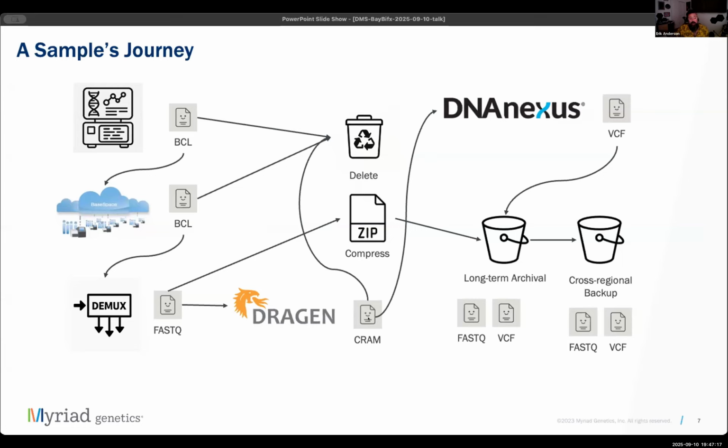We want to retain one of these CRAM files live so that it can be used for additional research going forward. However, the other file can be disposed of safely, and we do. Finally, the VCF file, once it has been used to generate our patient report, is also retained as our final result. And so we, in turn, shuttle that as well into our long-term archival. Now, our archive files are then replicated cross-region into another S3 bucket for disaster recovery and other data resilience features.